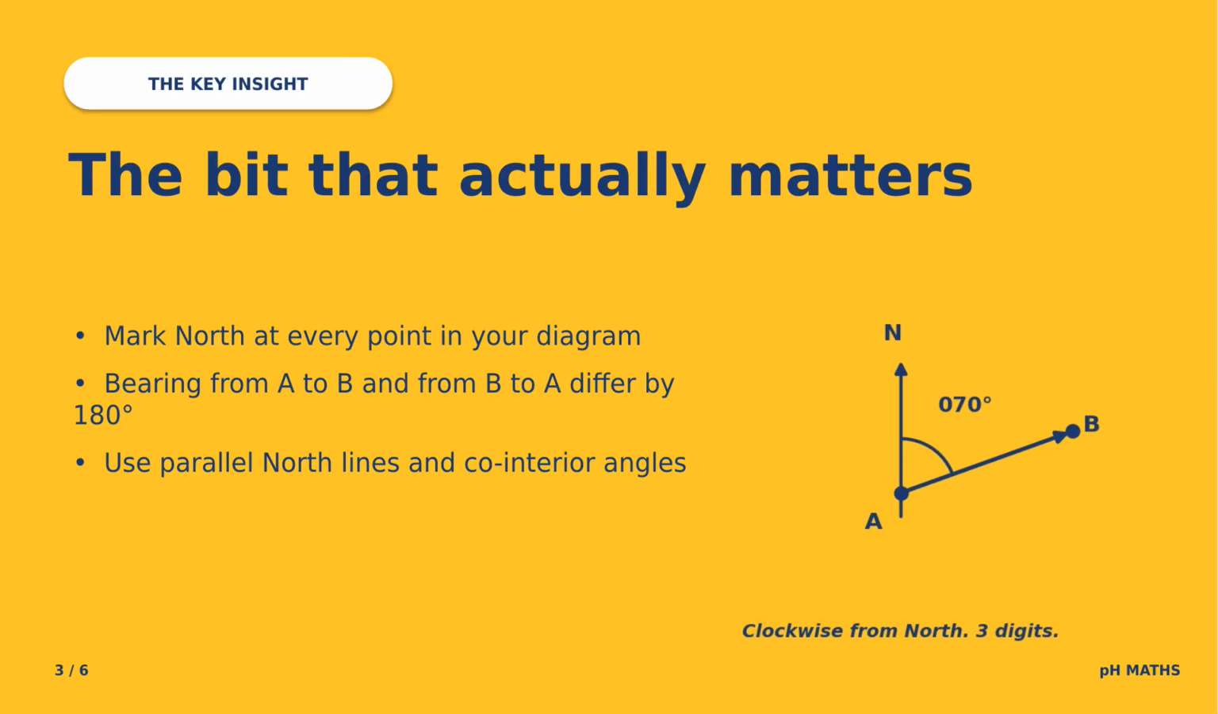Key insight. Always mark north at every point in your diagram. At the start, at the end, anywhere a bearing is given or asked for. The bearing from A to B and the bearing from B to A differ by exactly 180 degrees. Use parallel north lines and co-interior angles to chase the bearing across the diagram.